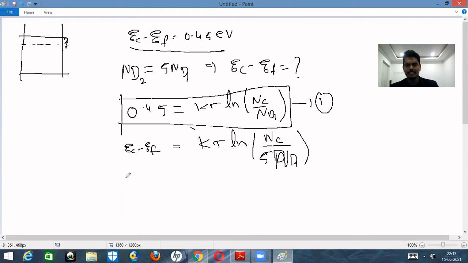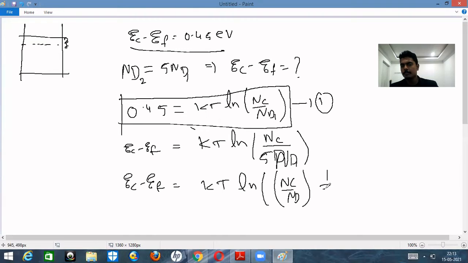So if we make some little changes, EC minus EF is equal to KT into ln of, and if you can see here, NC upon ND1 is one term into 1/5 as another term, isn't it?